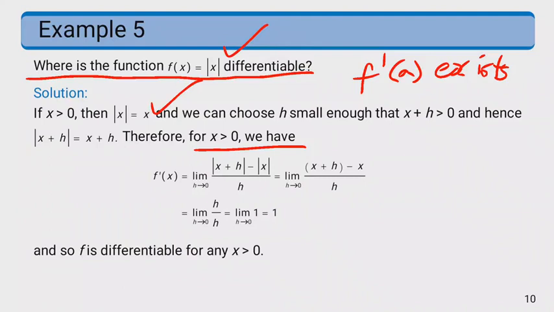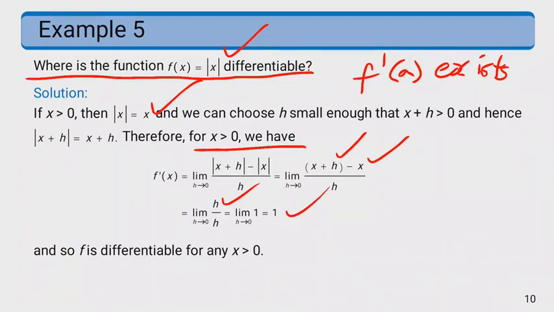So if we want the modulus of x plus h, it will be nothing but x plus h. In this case, we have assumed that x plus h is greater than 0. And then we know that the modulus of x will be nothing but x, because x is greater than 0. So you subtract x, x cancels, you're left with h over h, and then h cancels, you're left with just the limit of 1, which is nothing but 1.